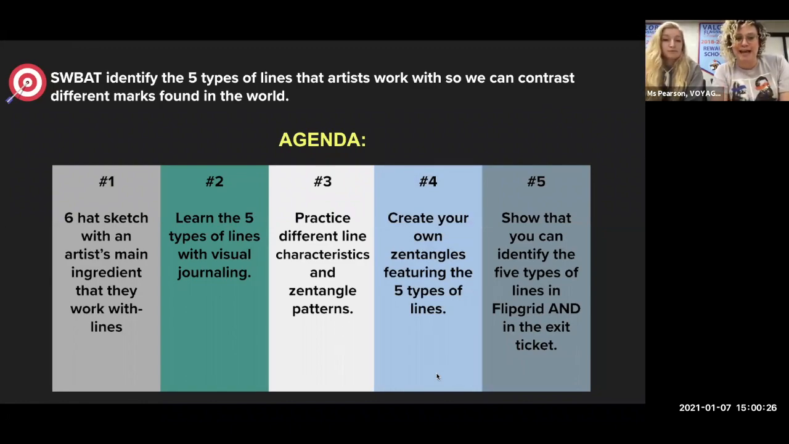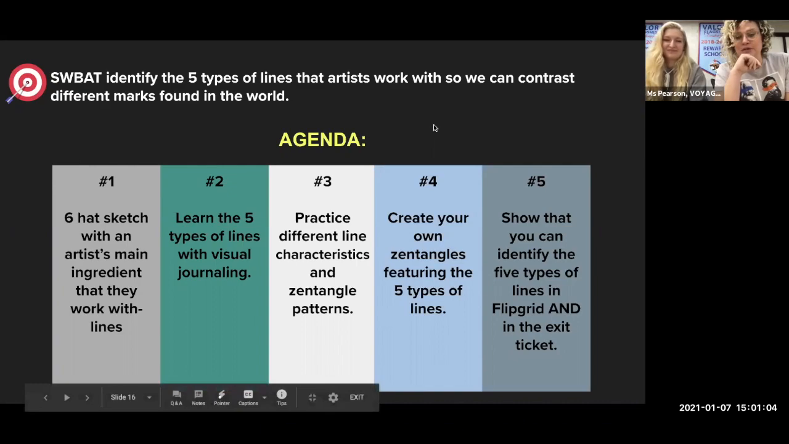So our agenda today is first thing, we're going to do our 6-hat sketch with an artist's main ingredient, what they work with, lines. Number 2, we're going to learn the 5 types of lines with visual journaling, just like we did in the first lesson. Number 3, you're actually going to practice along with me different line characteristics and some cool Zentangle patterns. Number 4, you're going to create your own Zentangles featuring the 5 types of lines. And then finally, the 5th and last thing you'll do is show that you can identify the 5 types of lines in Flipgrid and your exit ticket. Those are your 2 different grades.